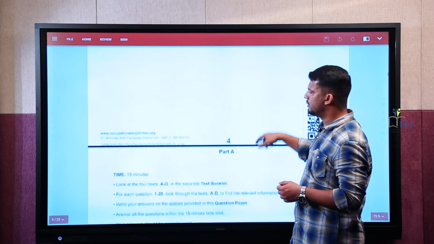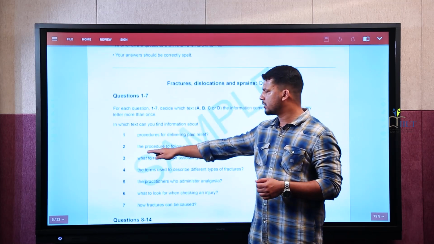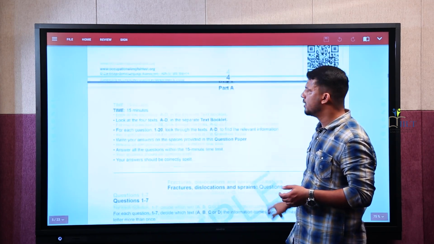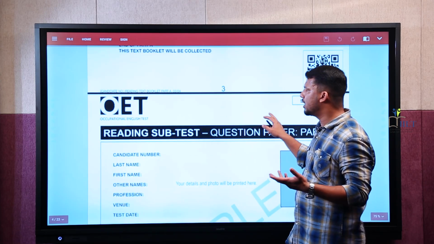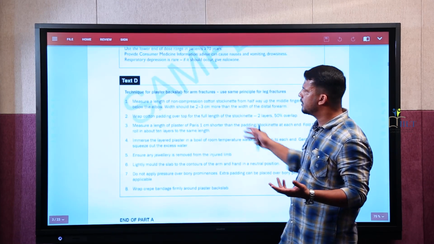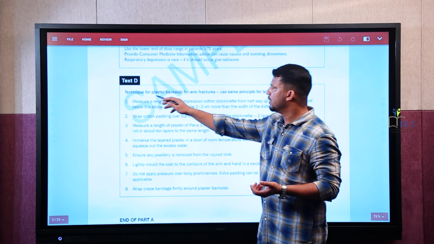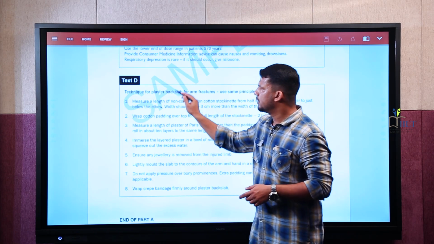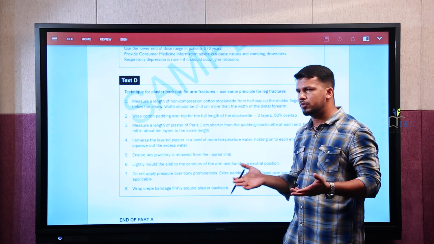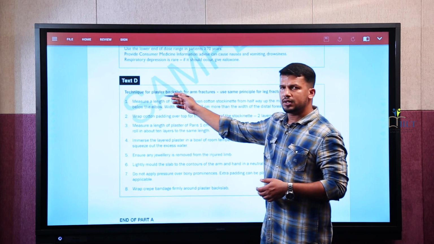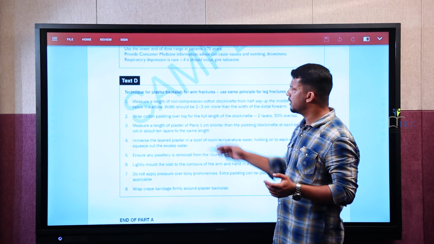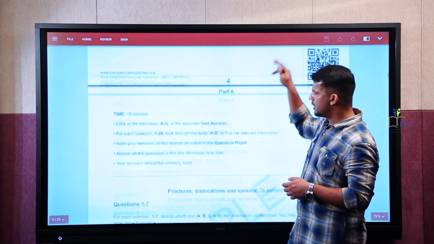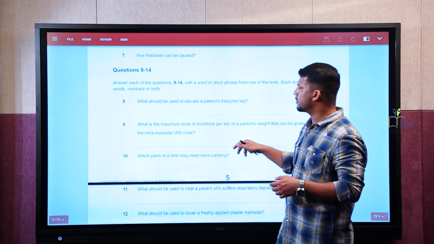If we go to the second one, it's asking about the procedure to follow when splinting a fractured limb. Splinting is something by which we secure the limb. And text D is discussing the technique for plaster backslab of forearm fracture. So plaster is something to secure a broken bone. So this heading is giving you the same idea, and directly we can go to the answer, text D. Let's take one more sample.